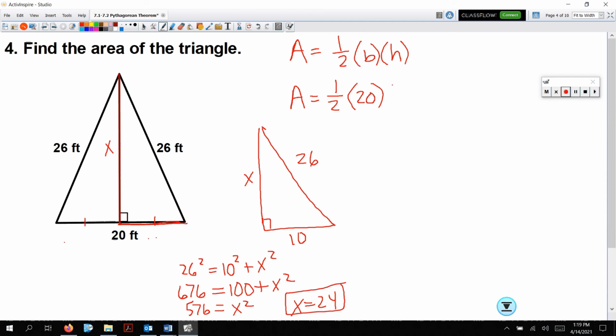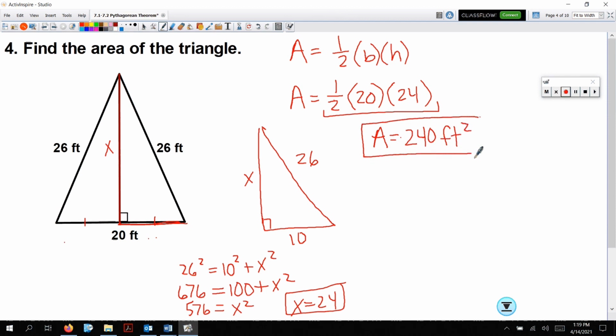So now I can plug in 24 for the height. All right? So when we plug this into your calculator, or you go ahead and multiply, you don't even need a calculator for this, because half of 20 is 10, and 10 times 24 is 240. The biggest thing to remember is when you're talking about area, it's always units squared. Okay, area is always units squared. So that's all there is to that.